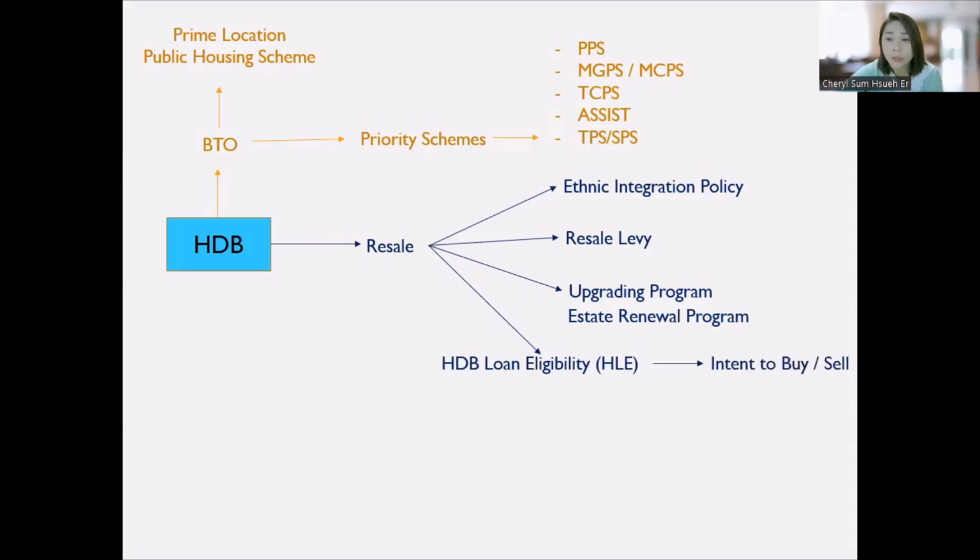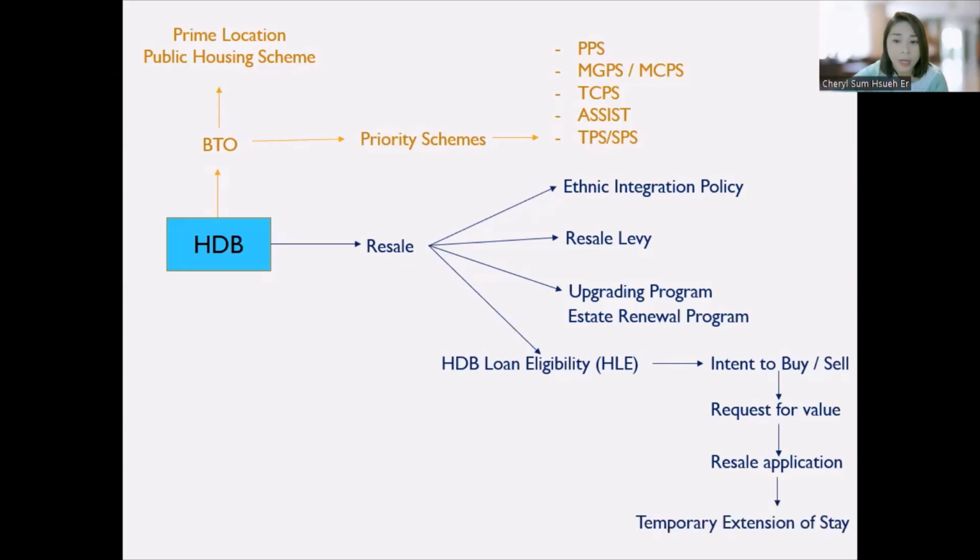And here comes some of these keywords associated with procedures. After obtaining your HLE, then we guide the buyers or the sellers to go through this process called the intent to buy or intent to sell. And we will have to submit for valuation request once OTP has been issued. Then if the OTP is exercised, we need to submit for resale application. If need be, there might be temporary extension of stay.